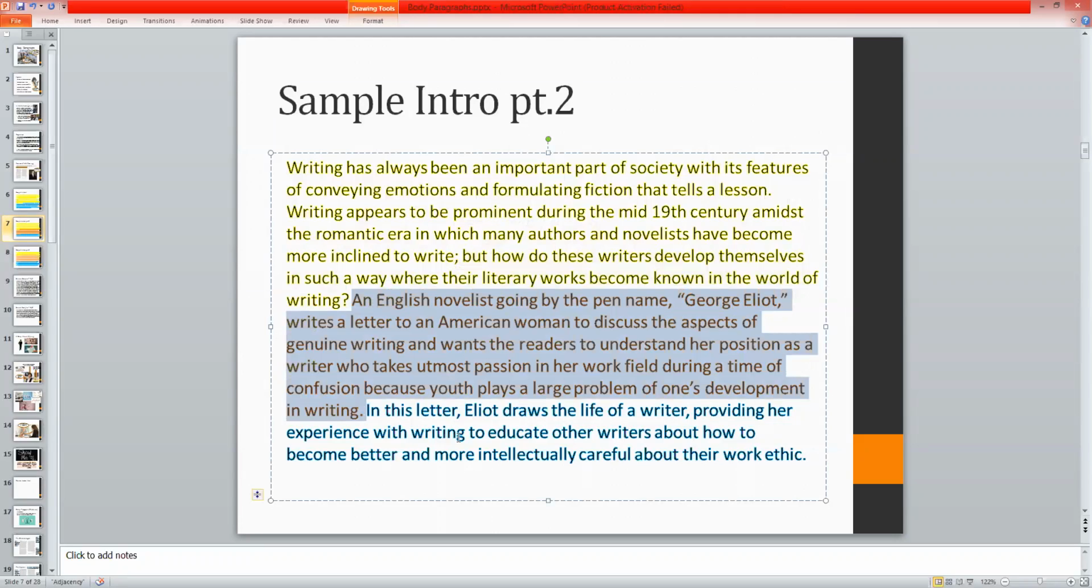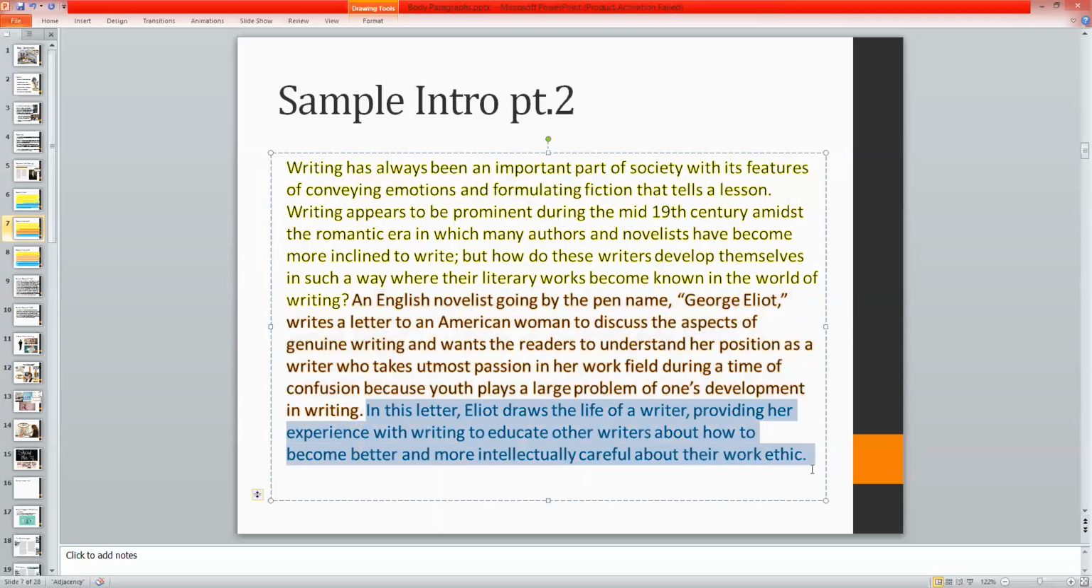An English novelist going by the pen name George Eliot writes a letter to an American woman to discuss the aspects of genuine writing and wants the readers to understand her position as a writer who takes utmost passion in her work field during a time of confusion, because youth plays a large problem of one's development in writing. And so this author has taken this context and situation of who's struggling, what's happening, why they're writing this letter in the first place, and condensed it to this little sentence over here. And then finally, they get to the thesis.